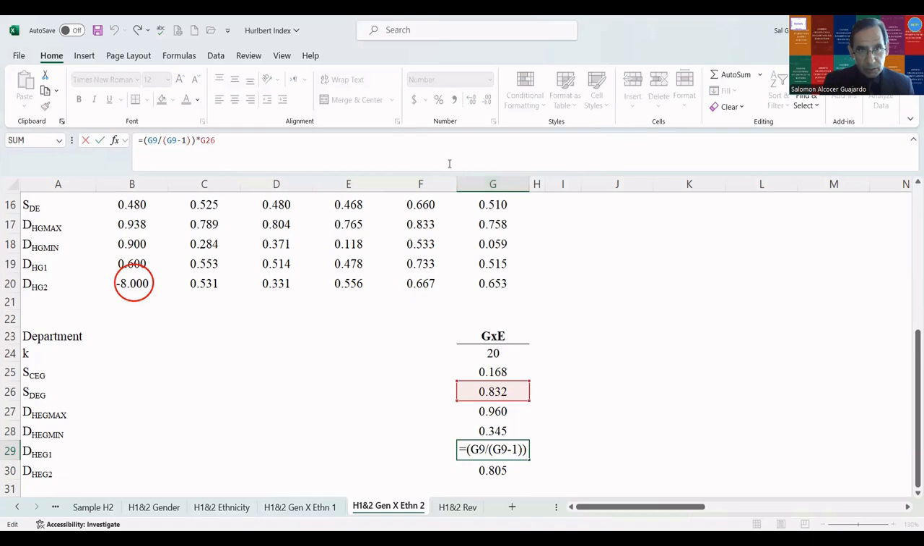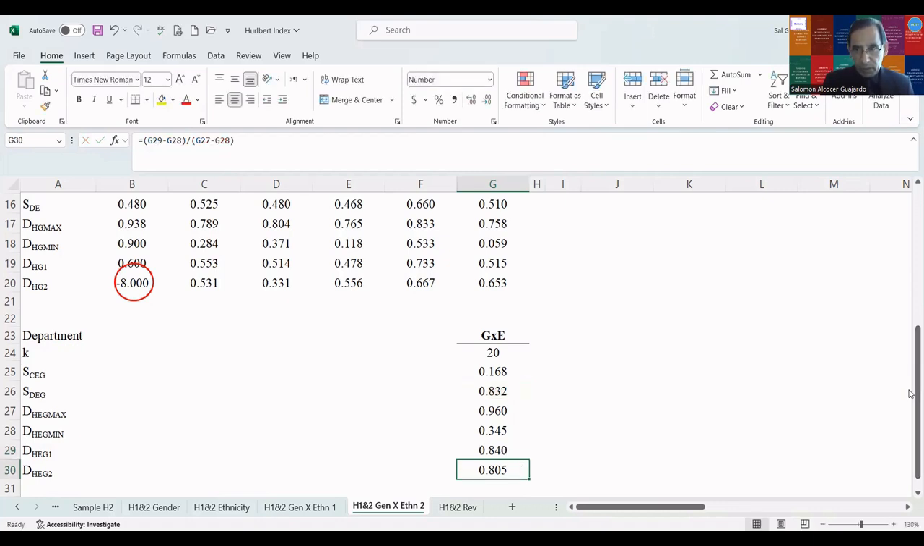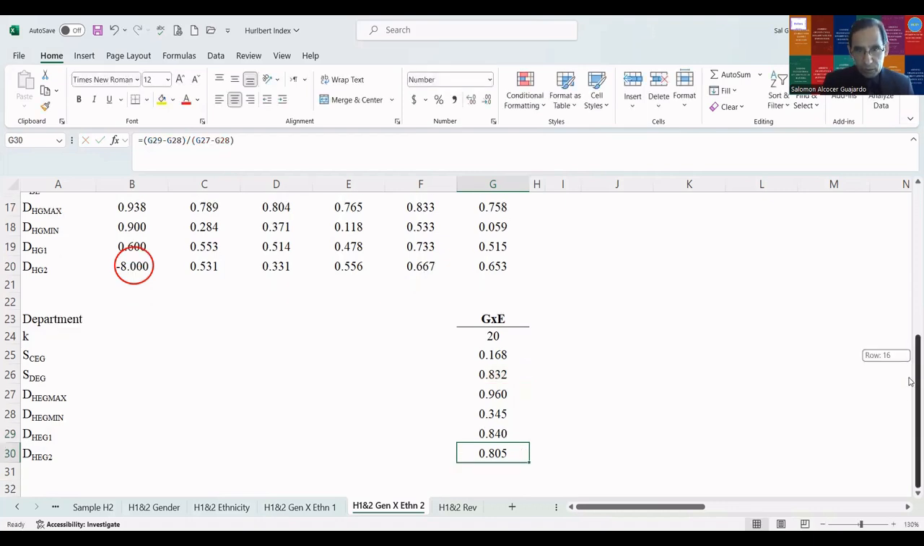Times the Simpson diversity score. So that's going to be G9 divided by G9 minus 1 times 0.832. So that gives me a Hurlbert diversity score of 0.840.